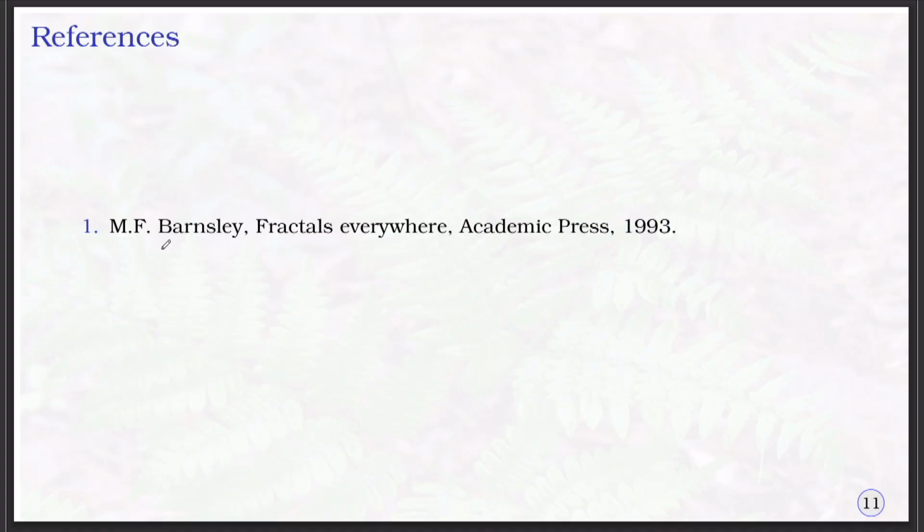One can refer to this textbook, M. F. Barnsley, Fractals Everywhere. Thank you.